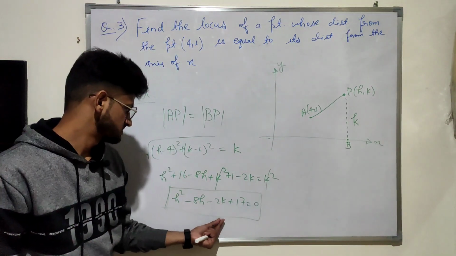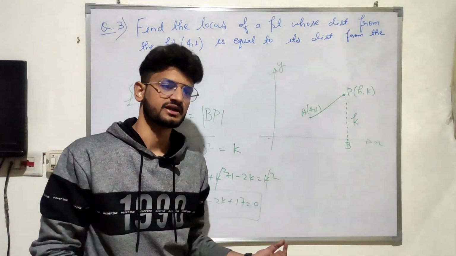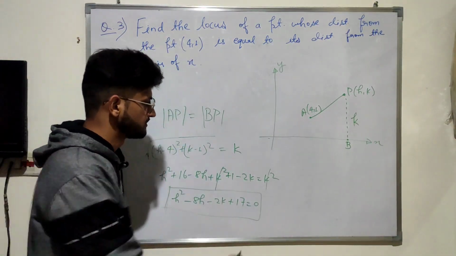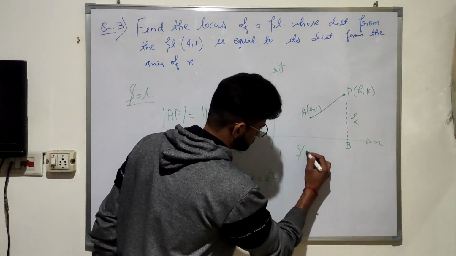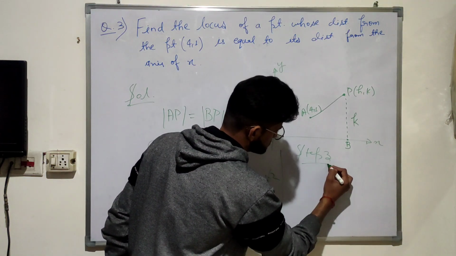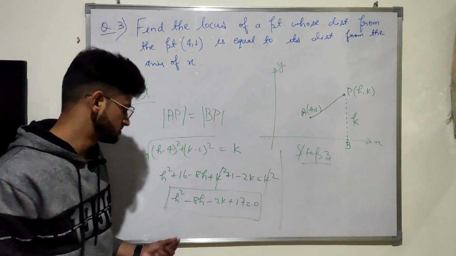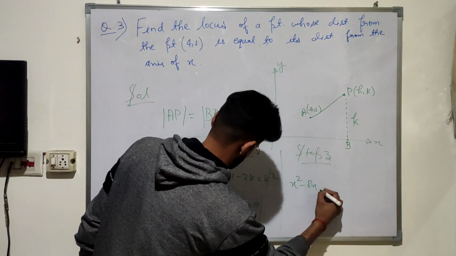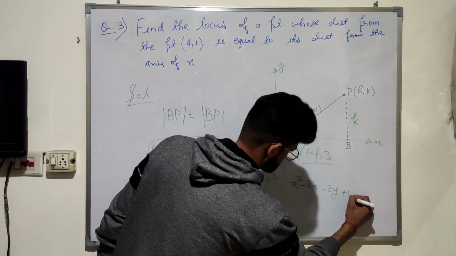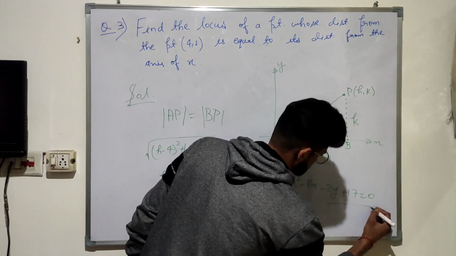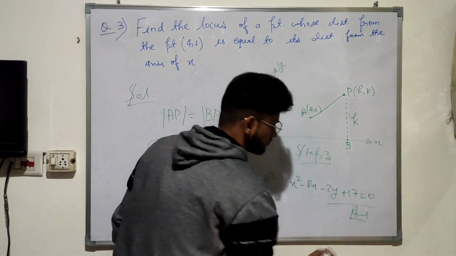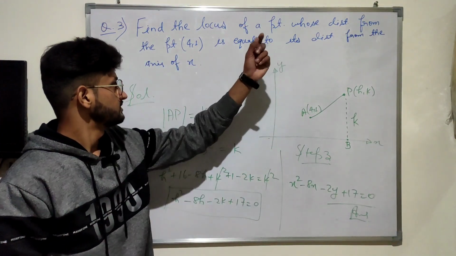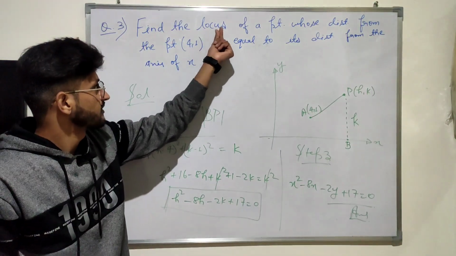After solving, we got this equation. This is going to be our final answer after replacing h with x and k with y. So step number 3 is that we will replace h with x and k with y. So here we will be getting x square minus 8x minus 2y plus 17 is equal to 0. This is the answer.